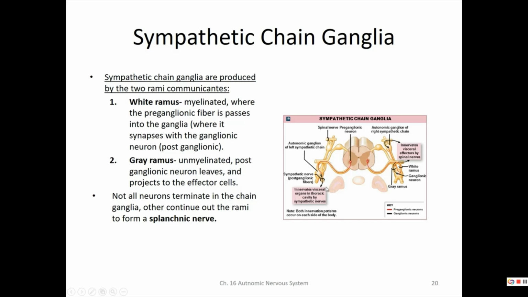Now, the chain ganglia, remember, this makes your rami communicantes. If you remember the rami communicantes from A&P1, this is one of the last things we did when we covered spinal cord and spinal nerves, the first part of the nervous system. You would have seen the two rami communicantes, and they are on the sympathetic trunk ganglia. You have these little guys here called a white and a gray ramus.